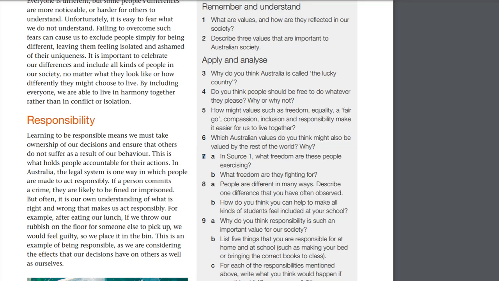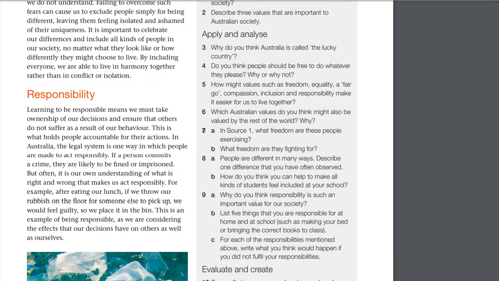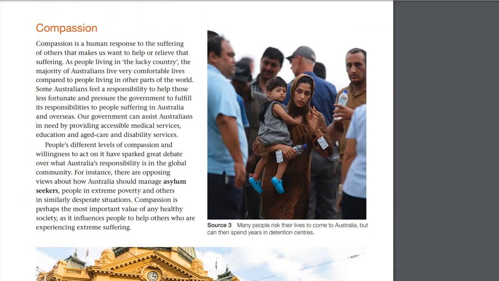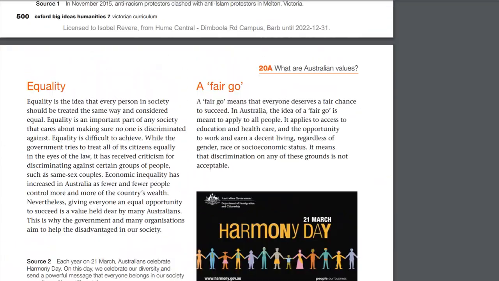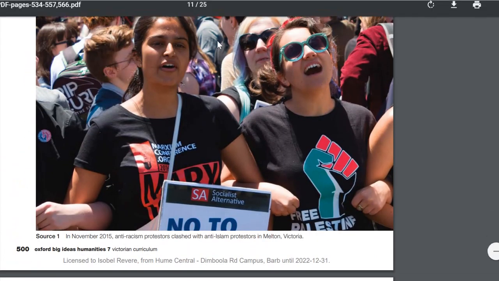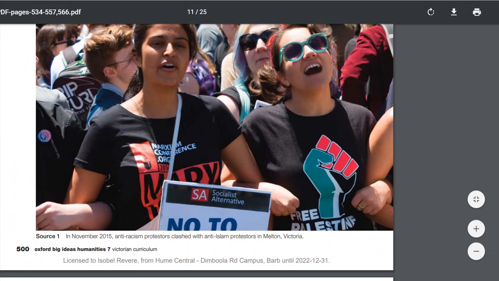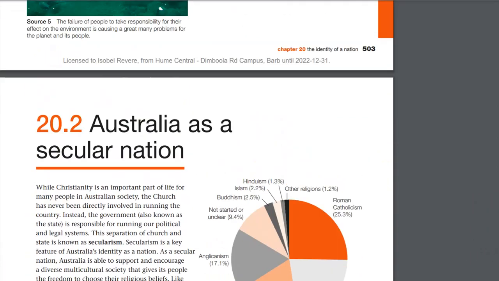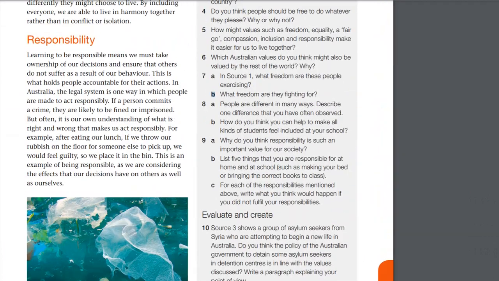Now, question 7 is a 2-parter question, so you've got part A and part B. So 7A is, in source 1, what freedom are these people exercising? And question B, what freedom are they fighting for? So let's have a look. This is our source 1. This is where you get the information, looking at this photo and reading this information down there. All right, not a bit too far.